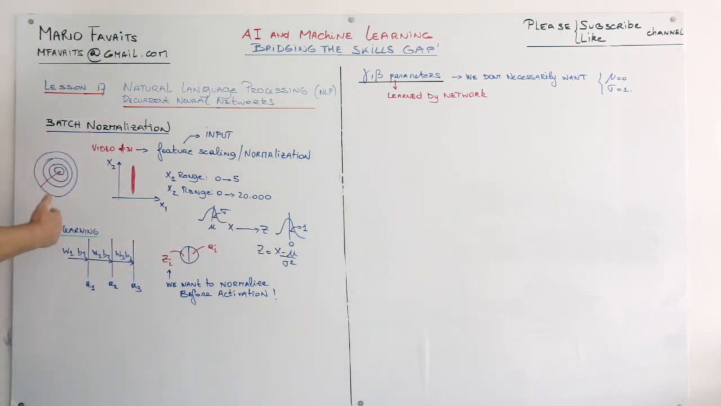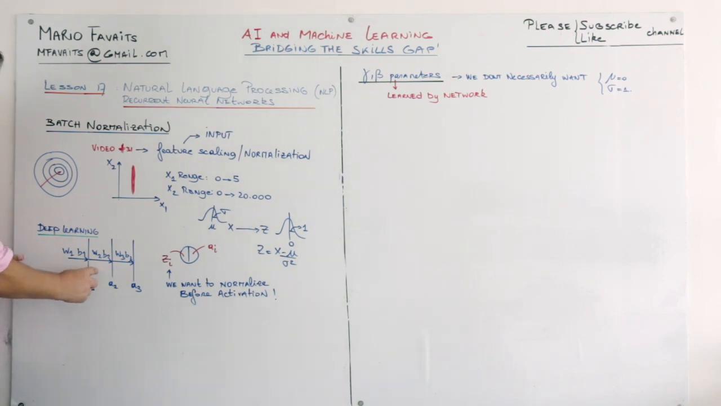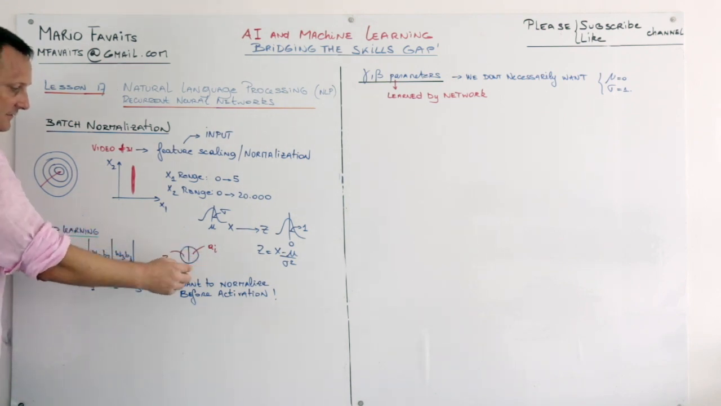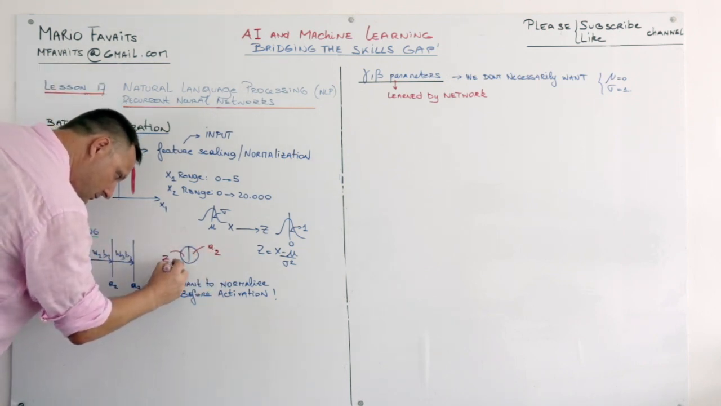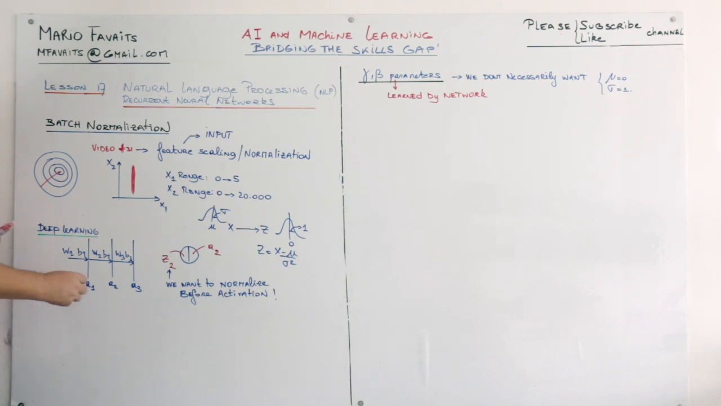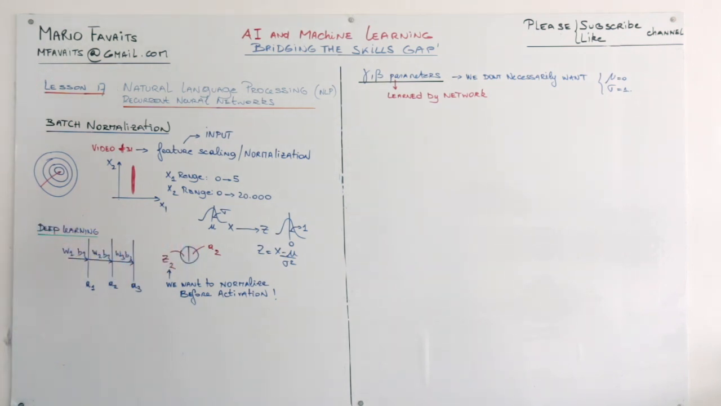Alright, now in deep learning we have several layers. So that means that each layer is an input to the other layer. And the question is, shall we apply normalization here as well? The answer is yes. So here you have your layer, Ai. This could be, for example, A2. And this could be Z2. So what we're going to do is we're going to apply normalization on Z2 before Z2 is activated by A2.